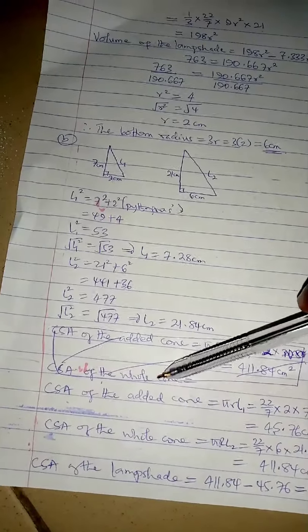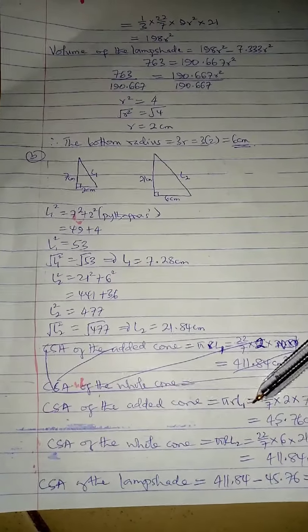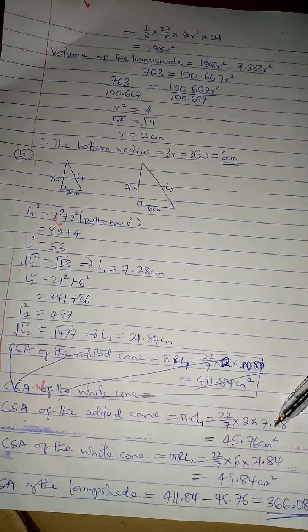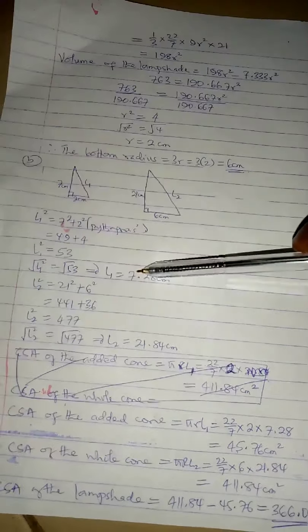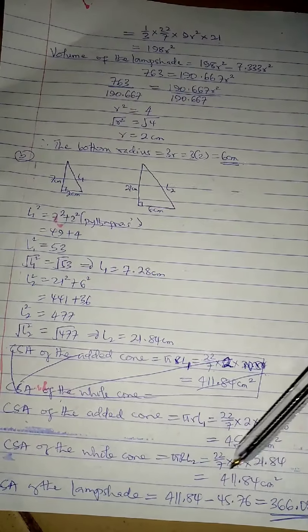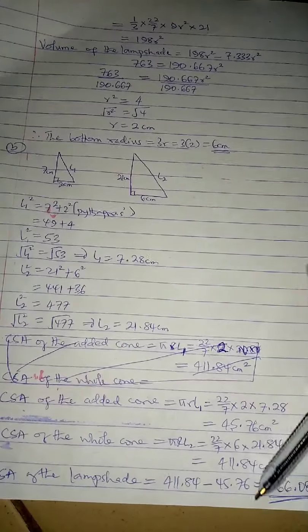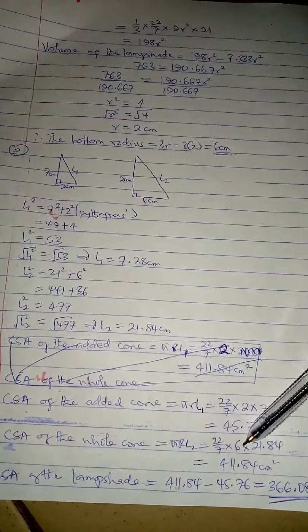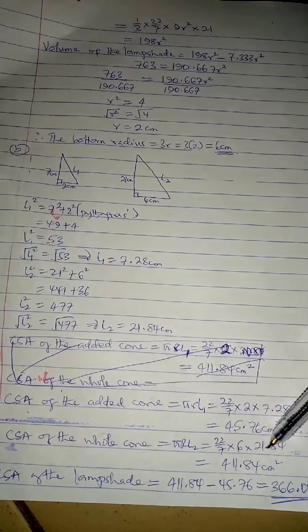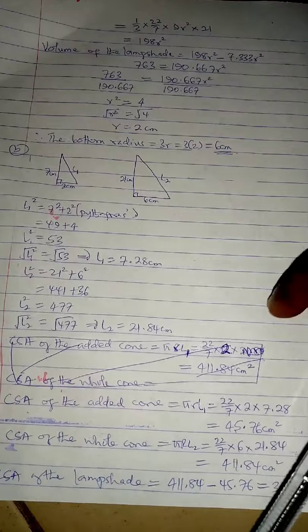Now, get the curved surface area of the added cone. That's pi r L1. Your radius is 2, the slant height is 7.28 that you calculated here. That gives 45.76 cm squared. Curved surface area of the whole cone is pi r L. Your r is 6, the bottom radius, and your L is L2, which is 21.84. That gives 411.84 cm squared.